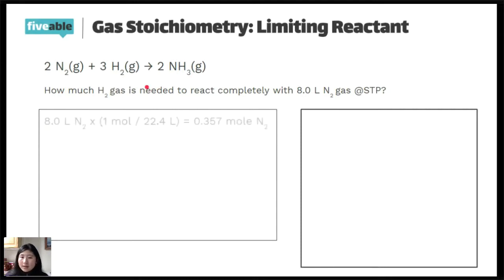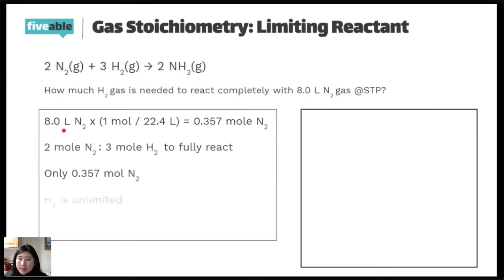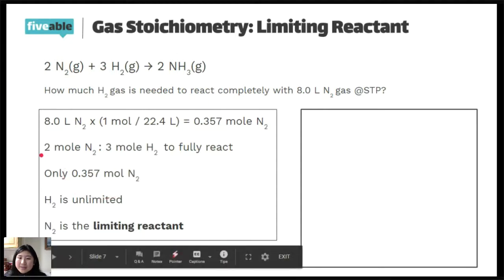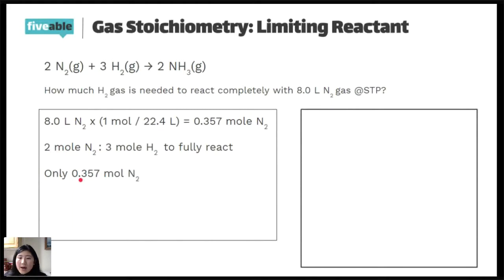So over here, we're going to find... I believe this is the same. Yeah, this is all the same. I'm going to go back a little bit. So we only have 0.357 moles of nitrogen gas, right?